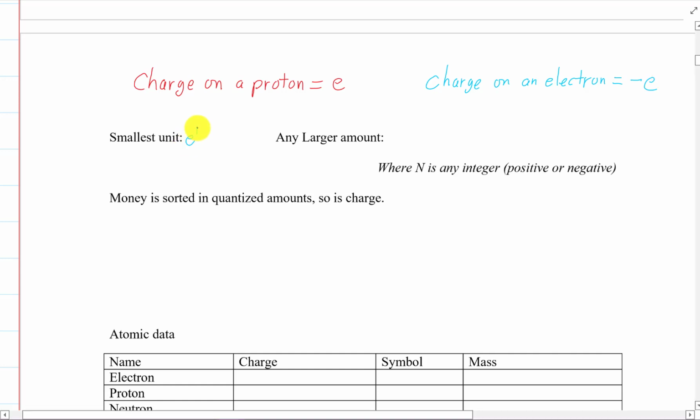So the smallest unit is the elementary charge. And any larger amount is n times that elementary charge, where n is an integer. So n is 1, 2, 3, 4, all the way up to as big as you want.